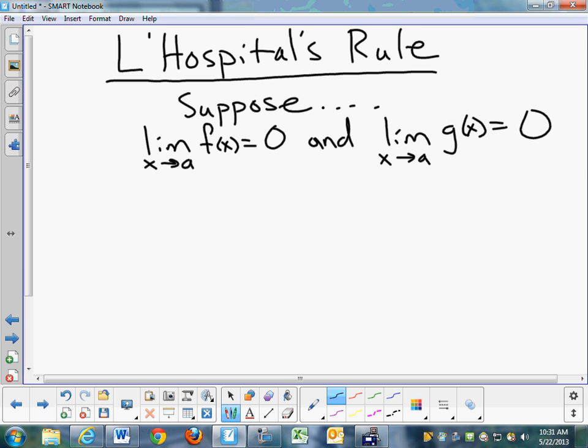So suppose that we're approaching a number and that the limit of that function is going to be 0. So if we put that in a quotient, we'd have 0 over 0, and 0 over 0 is very confusing. Or let's suppose you had this. The limit as x approaches a of f of x equals plus or minus infinity.